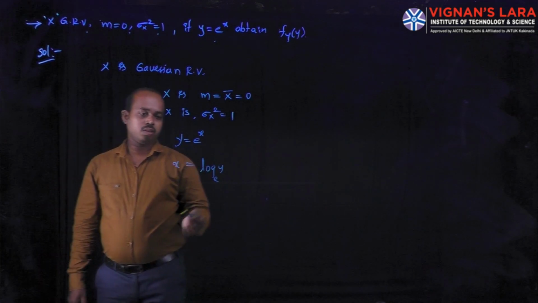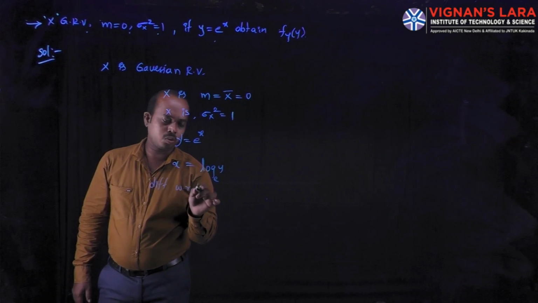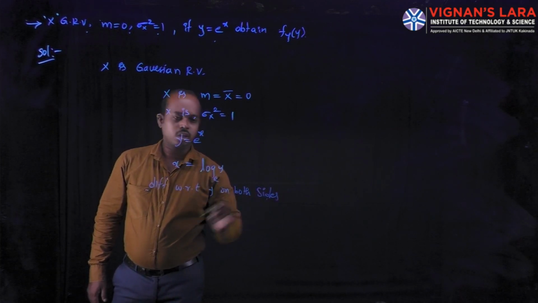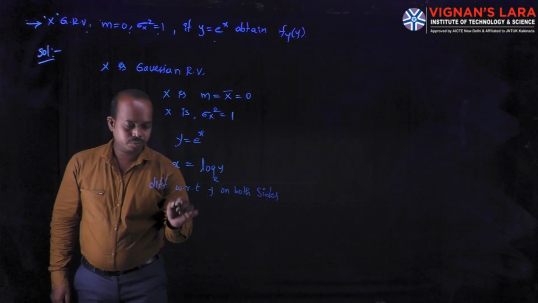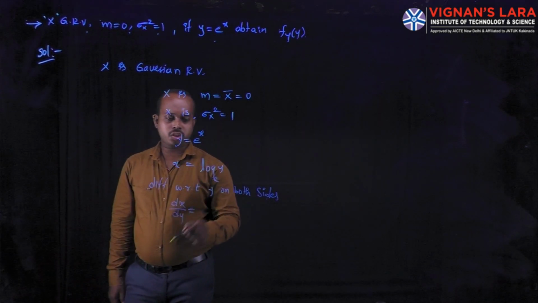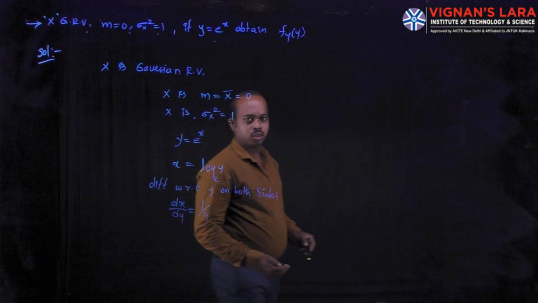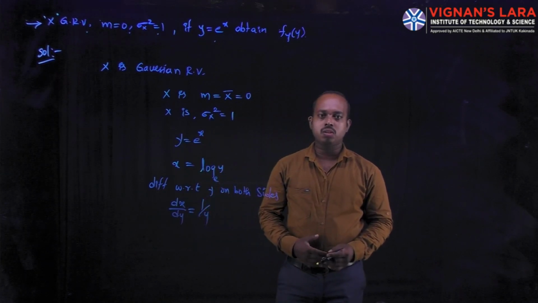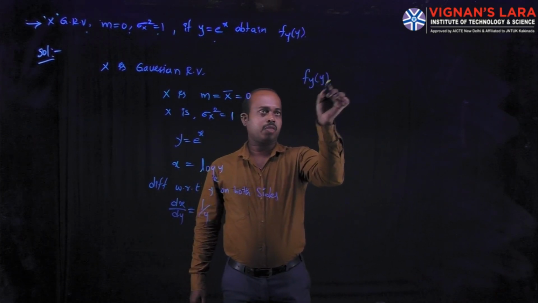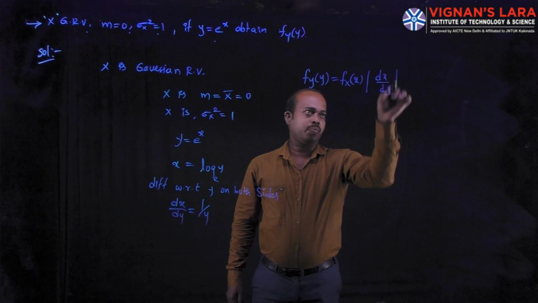Now you can differentiate this value with respect to Y on both sides. You can write dx divided by dy is equal to the log differentiation, which is 1 by y. Now you can use the monotonic transformation formula to change the X random variable to Y. Here I am writing fY of y is equal to fX of x times the modulus of dx divided by dy. It is a basic formula.